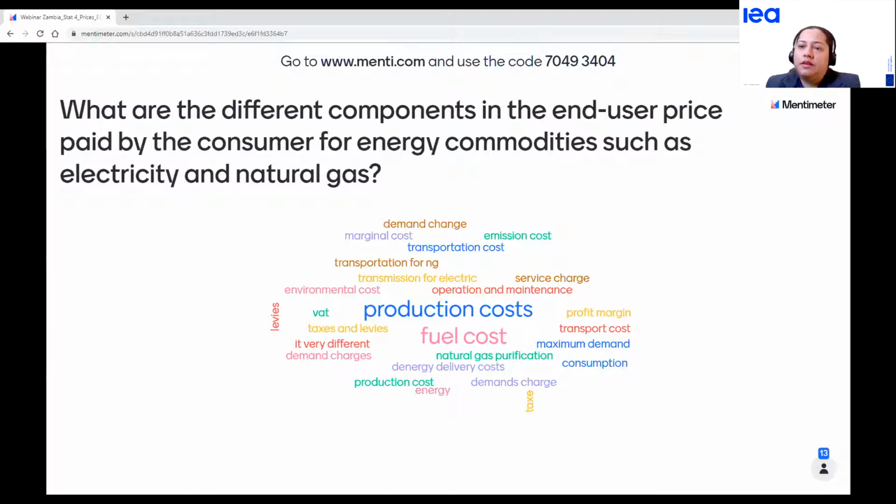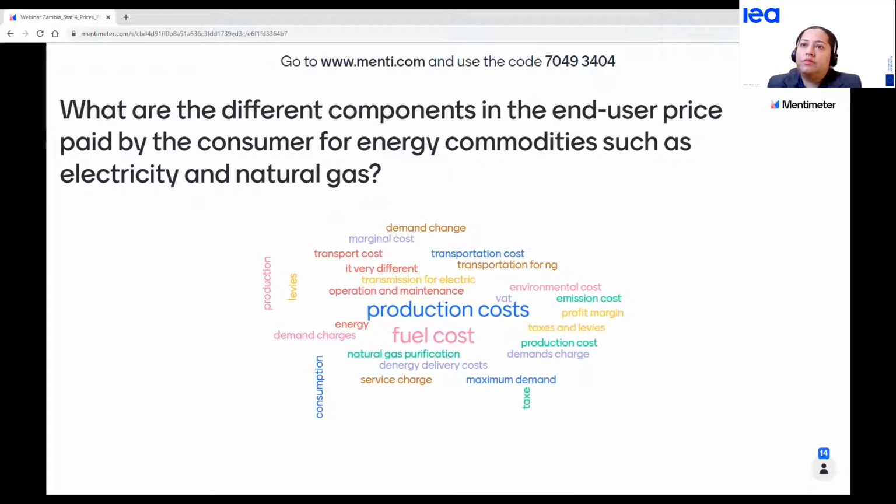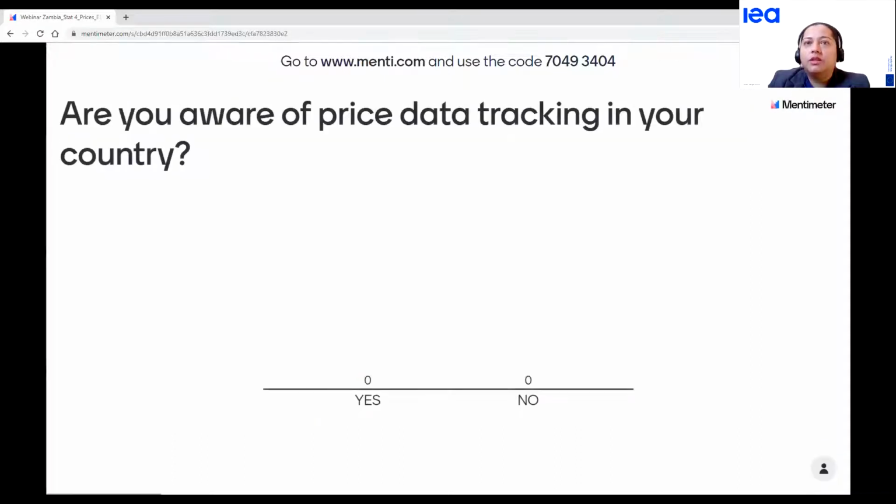Excellent. I think we have a view of the different components that make up the price, and during the presentation we will talk quite extensively on the different components of the energy prices. The next question is, are you aware of price data tracking in your country? Yes or no, do you know if in your country there is price data tracking?